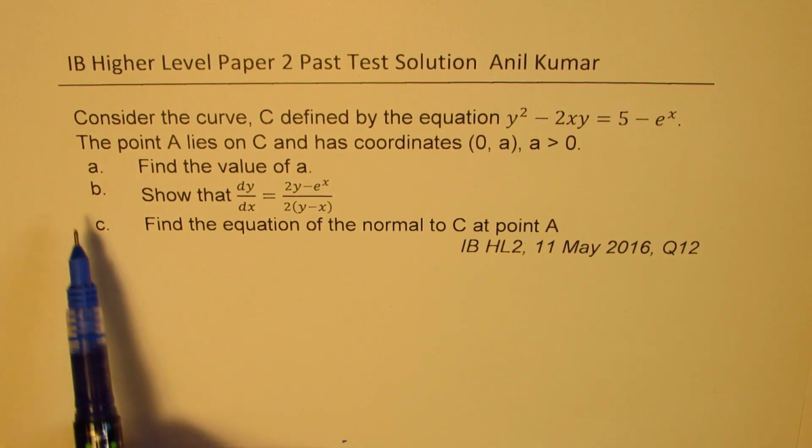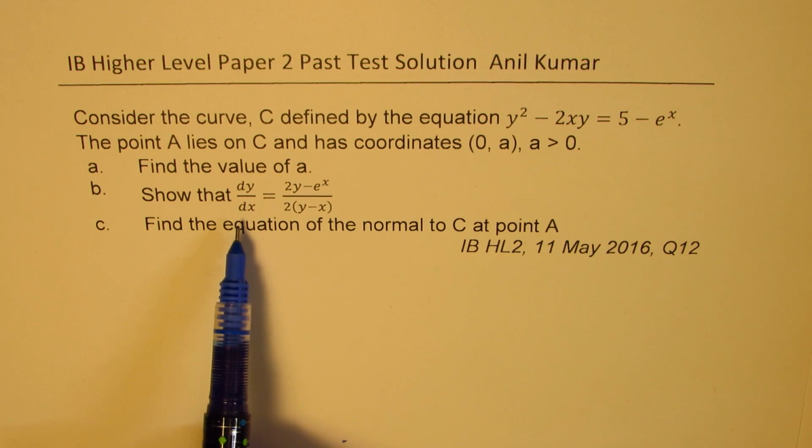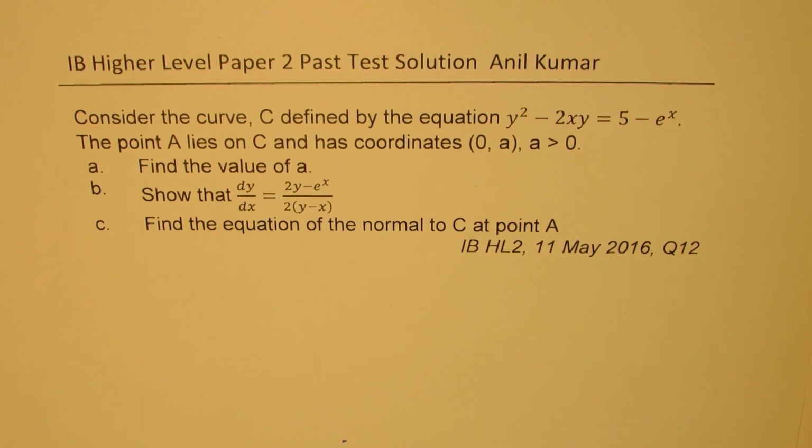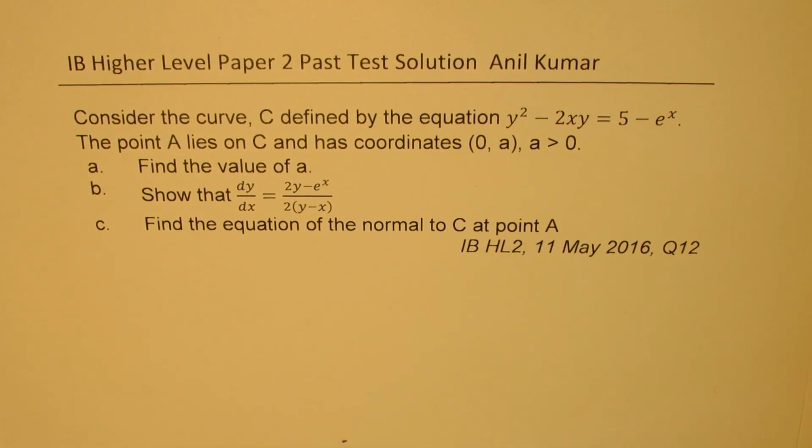It has three parts. Part A, find the value of a. Part B, show that dy/dx is equal to (2y minus e to the power of x) divided by 2 times (y minus x). And part C is, find the equation of the normal to C at point A. You can always pause the video, answer the question, and then look into my suggestions.